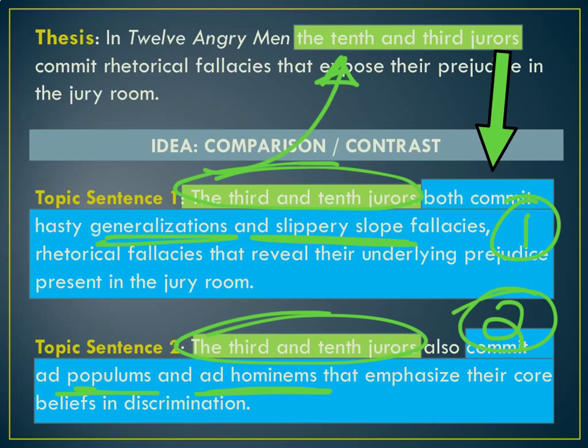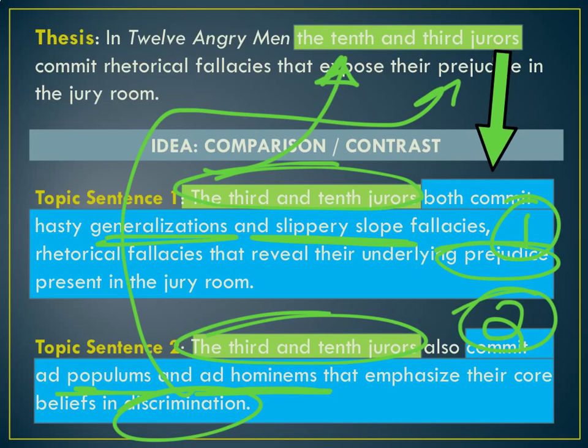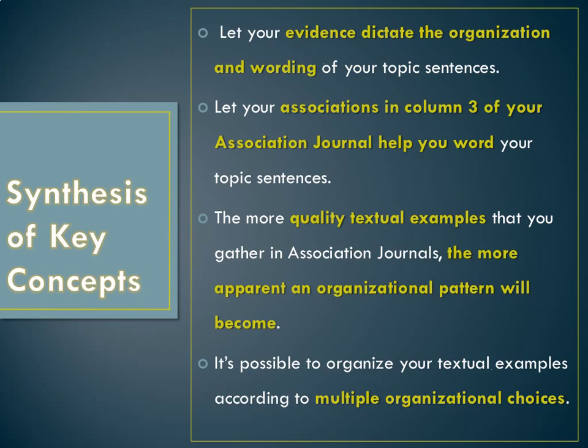There's some other language here that I didn't bold for some reason in green, but prejudice, discrimination. Again, this is really good language because we're connecting back to the very specific idea of prejudice in that sentence. So these are very effective topic sentences because we see the organizational choice signaled and we see the connection back to the thesis statement. So let's synthesize the key concepts you've gained from the lecture.